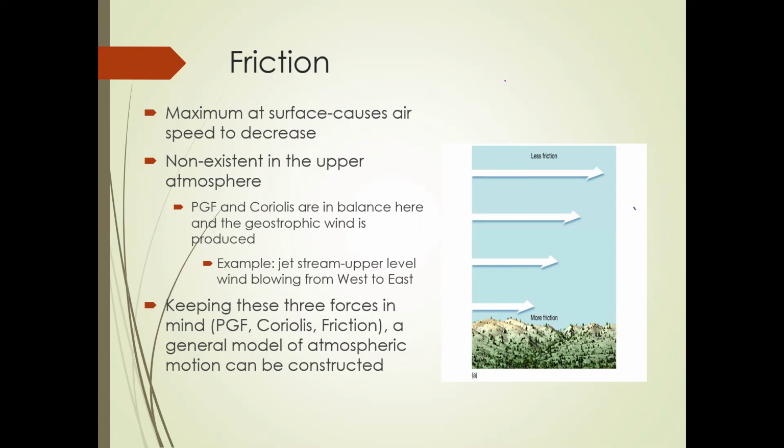Now remember, up there where the jet stream is, there's no friction. So the air just moves. It's not being impacted by friction at all. So those three forces together, PGF, Coriolis, and friction, allow us to come up with a general model of atmospheric motion, or the general model of the wind systems.